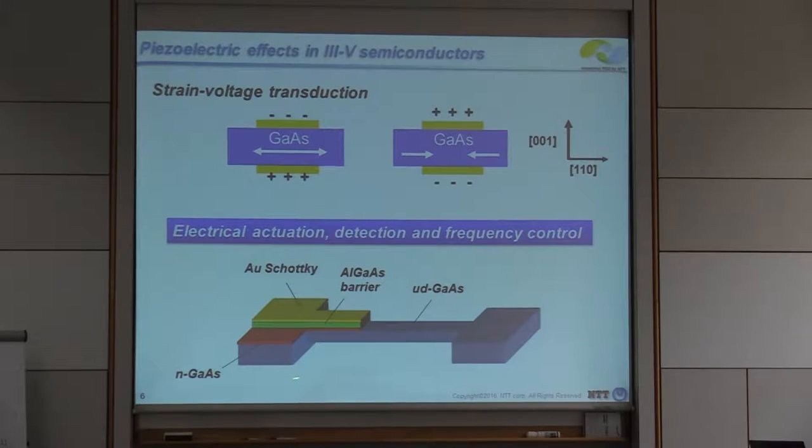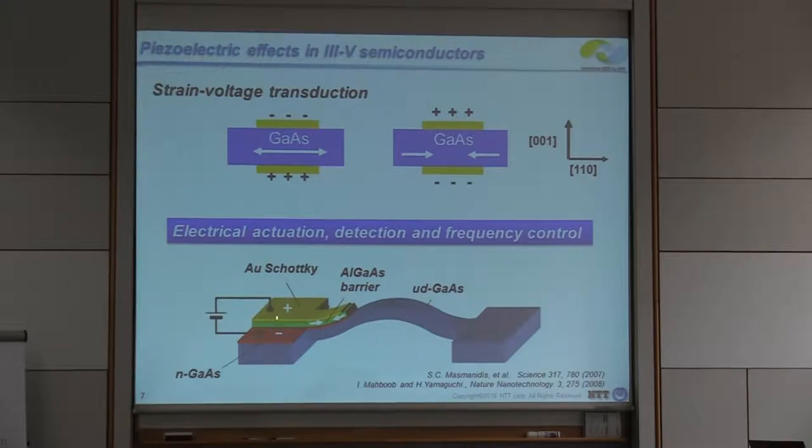If you construct this kind of structure, here you have a gold Schottky gate on top, here you have a conductive n-type gallium arsenide, and here you have the insulation layers. This forms some kind of capacitor. When you apply a voltage between here and here, as I explained, you have a compression of the material, which induces a bending moment, and you can drive this mechanical motion by applying a voltage in the out-of-plane direction. Reversely, if you detect the voltage generated between this electrode and this n-type gallium arsenide, you can also detect the vibrations by measuring the voltage.